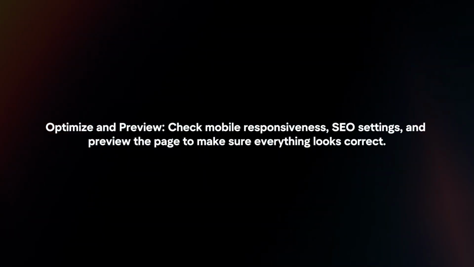Optimize and preview. Check mobile responsiveness, SEO settings, and preview the page to make sure everything looks correct. Publish and track. Once satisfied, hit publish. You can monitor the landing page's performance through HubSpot's analytics, allowing you to track visits, conversions, and more.